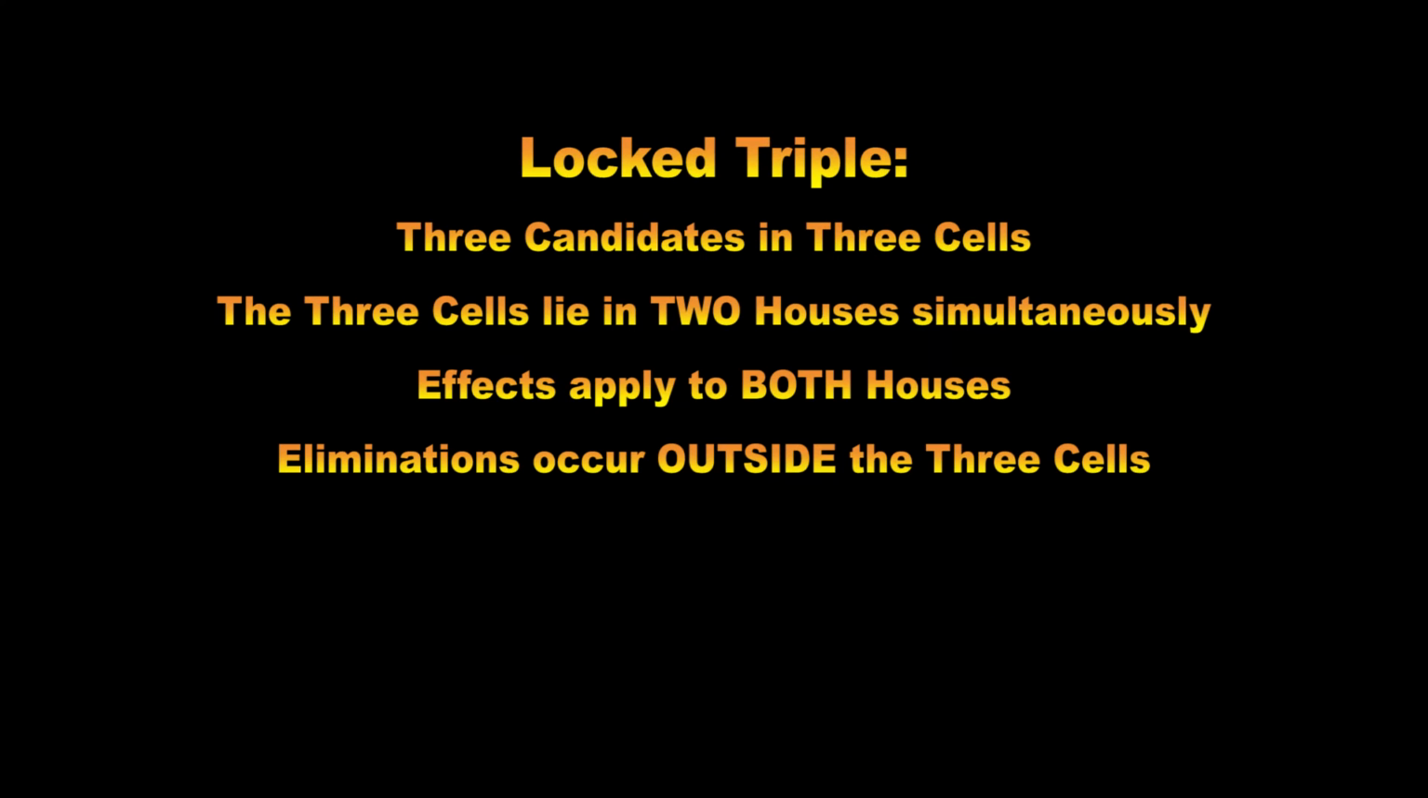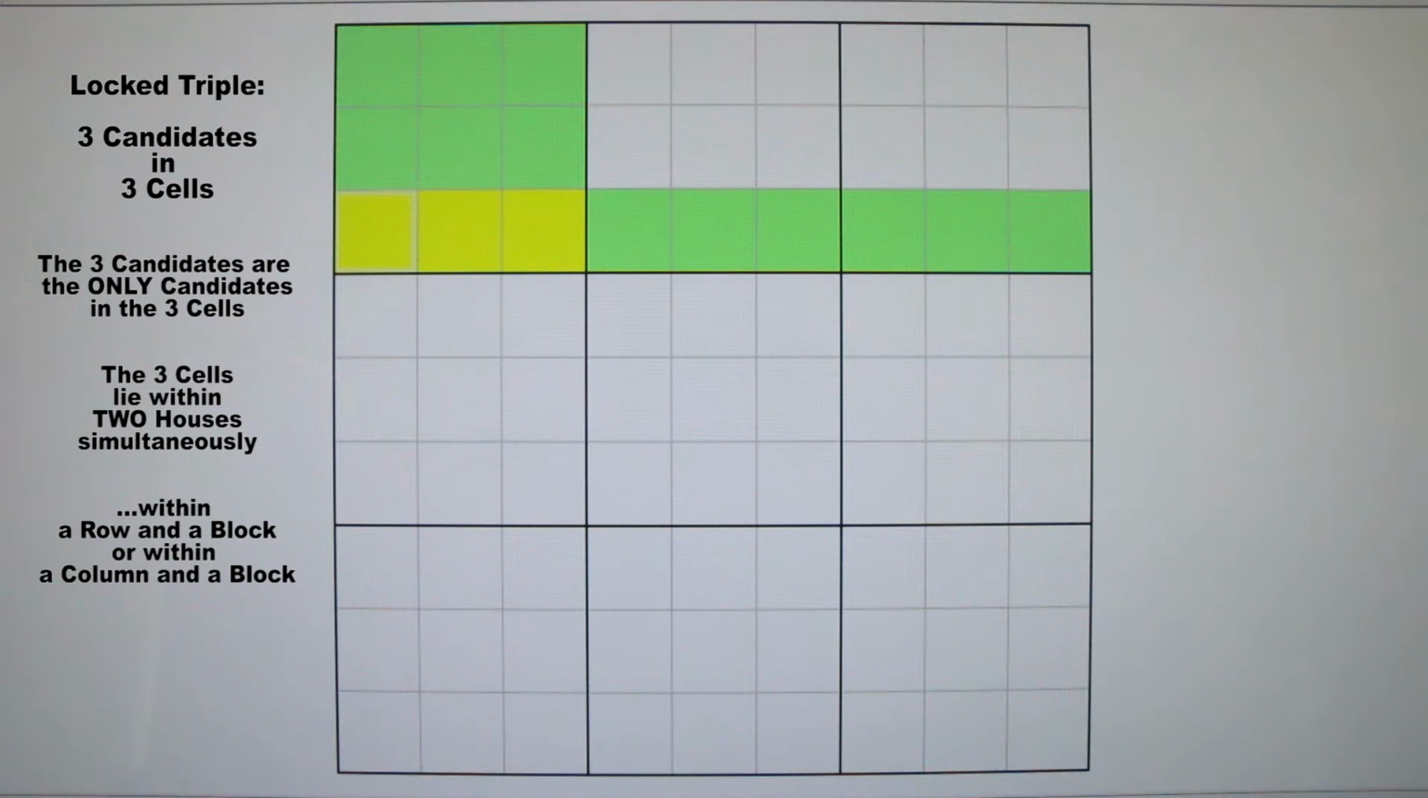And the implications of a locked triple are the same as a naked triple, except they apply to 2 different houses at the same time, which means you can eliminate other instances of the 3 candidates from both houses. Just like locked pairs, locked triples will occur in the intersection of either a row and a block or in the intersection of a column and a block.